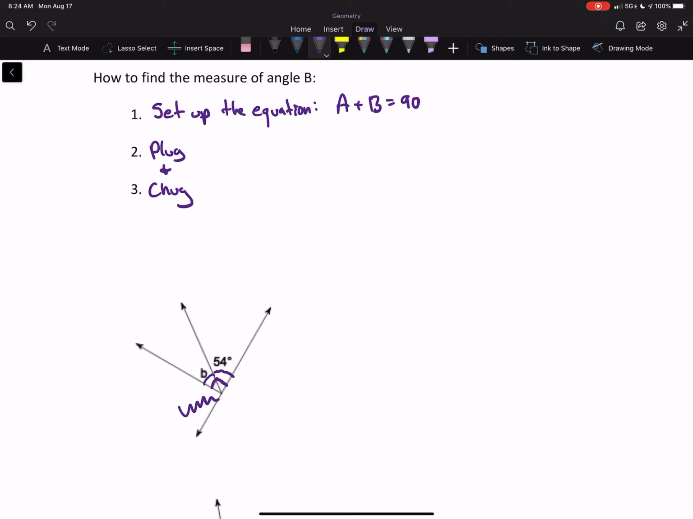So the equation is going to be 54 degrees plus B. And remember, I like to capitalize them just because it doesn't look like a 6 that way when I write. And that is going to equal 90 degrees. So I'm going to subtract 54 from each side. A little bit of algebra here, solving a one-step equation. When we subtract here, let's go ahead and borrow from the 9. That makes 8. So 10 minus 4 is 6. 8 minus 5 is 3. 36 is the measure of angle B.